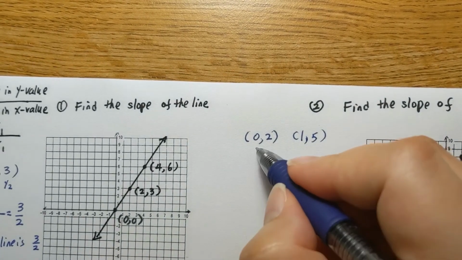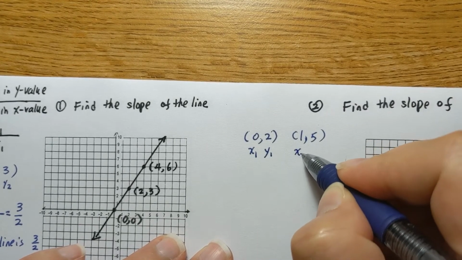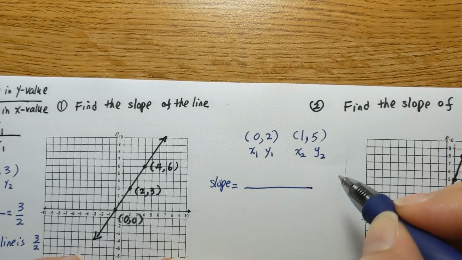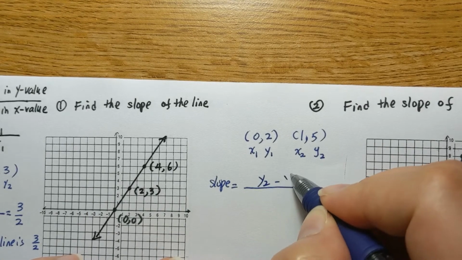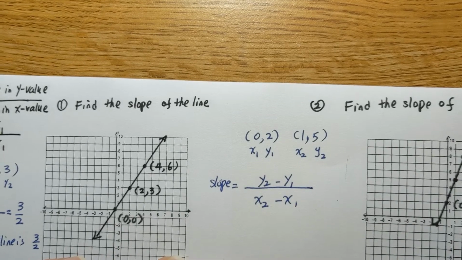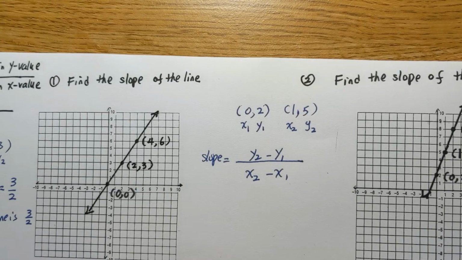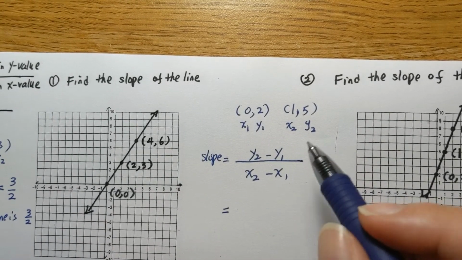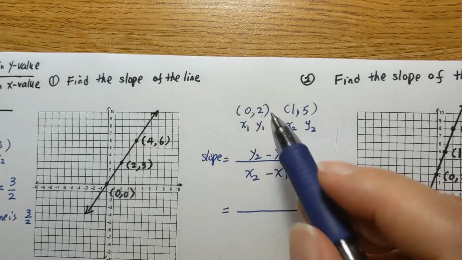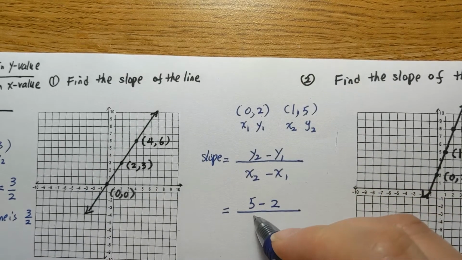Okay, so we say that the first point, we call it x1, y1. Second point, x2, y2. The slope formula, you have to memorize this formula: y2 minus y1 over x2 minus x1. Of course when you do it at home, you always have the formula in front of you. Okay, so now you are going to do substitution. So y minus y, 5 minus 2, x minus x, 1 minus 0.